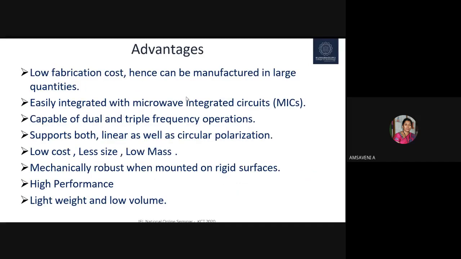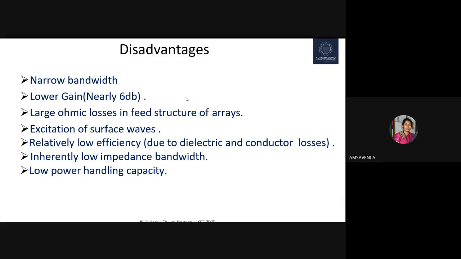So these are the advantages of the microstrip patch antenna. Of course, fabrication cost is less, and you can integrate it with microwave integrated circuits, MICs. It can operate in dual band or triple band, and it supports both linear and circular polarization. It is less expensive, small in size, low in mass, light in weight, mechanically robust when mounted on rigid surfaces, high performance, and occupies low volume. And the disadvantage is narrow bandwidth. This is because of the high quality factor.